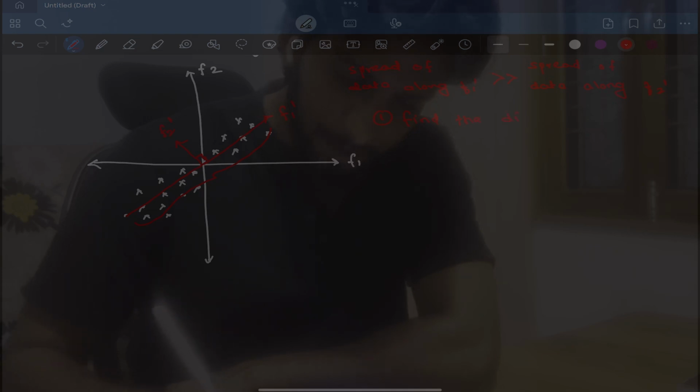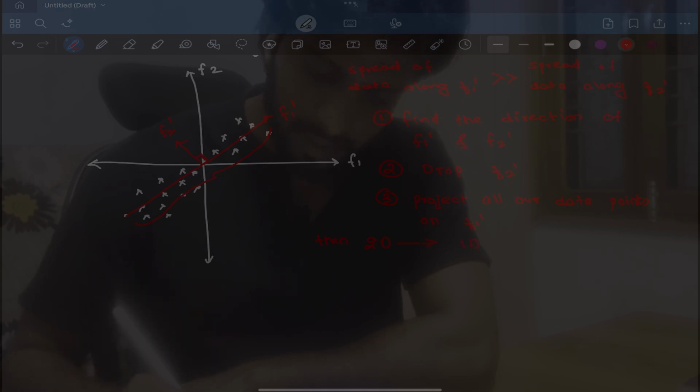Now if we can find the direction of f1 dash and f2 dash and drop f2 dash and project all our data points on f1 dash, then we will be able to convert our two-dimensional data points into one-dimensional data points, right?